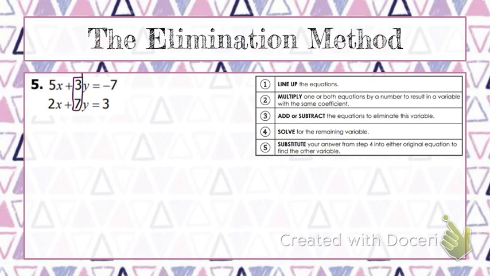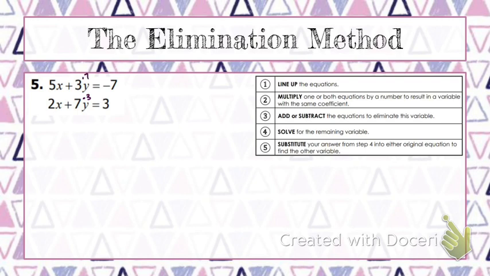So if we were to do 3 and 7, let's look at multiples of 7. 3 does not go into 7 evenly. 7 times 2 is 14, and 3 does not go into 14. But when you do 7 times 3, you get 21. So we would have to multiply this whole equation by 3 and this whole equation by 7 if we use those.